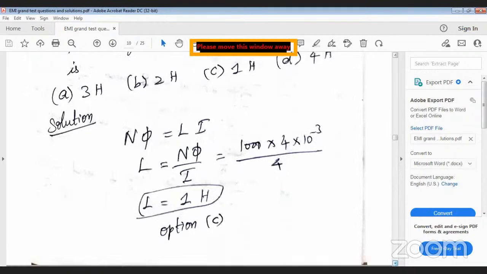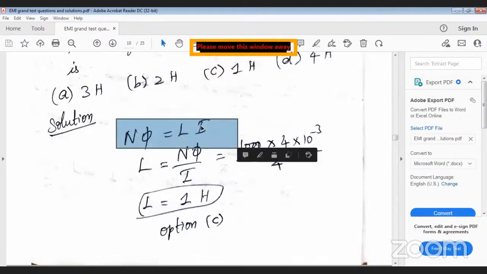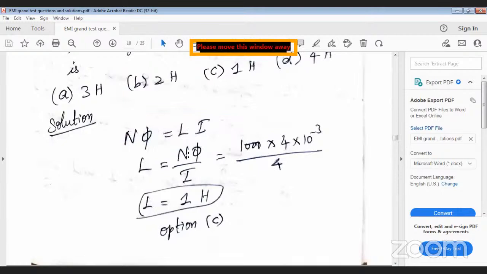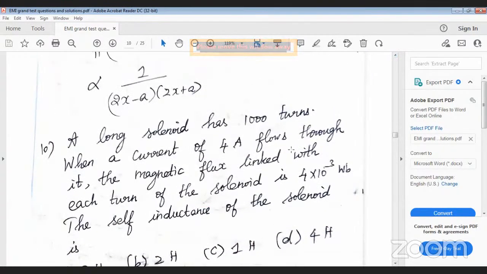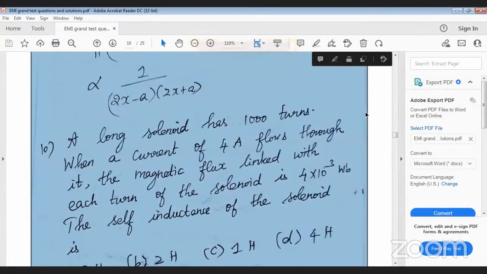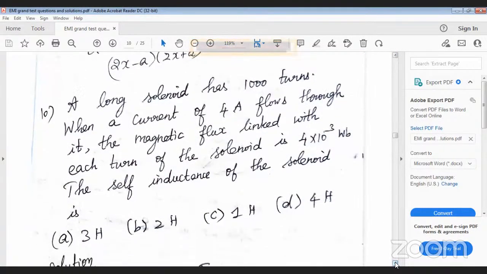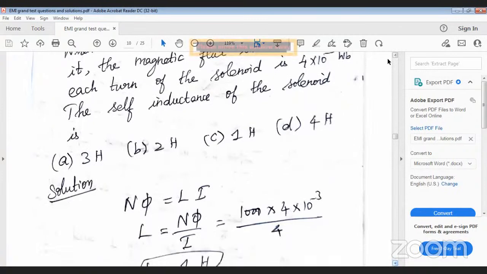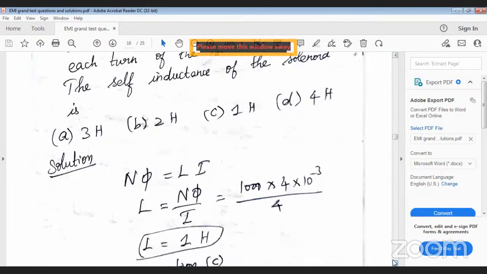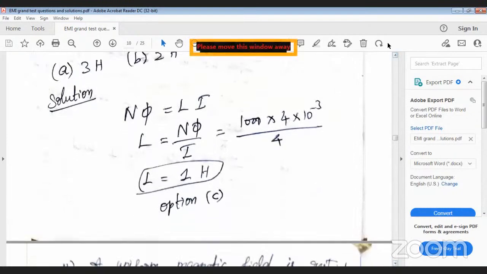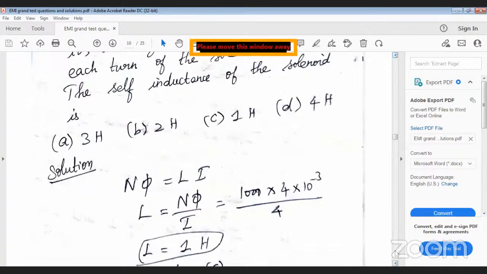So the formula is N phi equal to Li. You need to find L equal to N phi by I. N is 1000 turns. Phi is 4 into 10 power minus 3 Weber. Instead of phi, you can use 4 into 10 power minus 3, divided by I. I is the current, which is 4 ampere. So L equal to 1 Henry. That is option C.